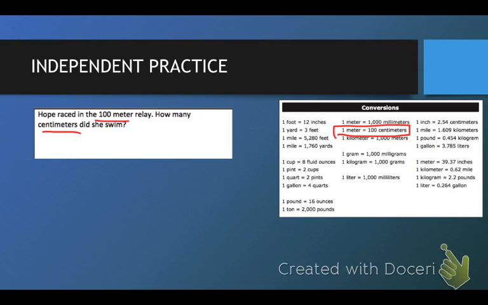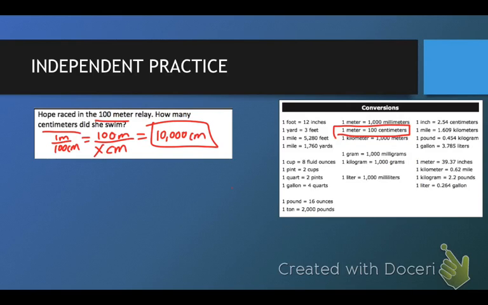1 meter equals 100 centimeters. So, go ahead and put 1 meter equals 100 centimeters. And then we want to figure out how much it was for the 100-meter relay. We want to know how many centimeters. So we're going to put X centimeters. We have 100 times 100, which gives us 10,000 divided by 1. Well, that's going to give us 10,000. Remember, cross multiply and divide. And our answer is 10,000 centimeters. Ladies and gentlemen, that's what you should have gotten for your independent practice.